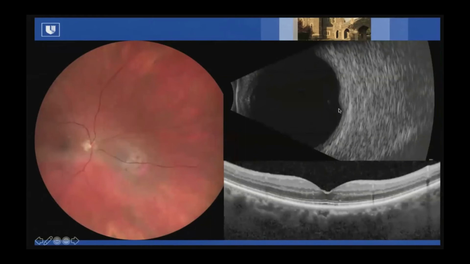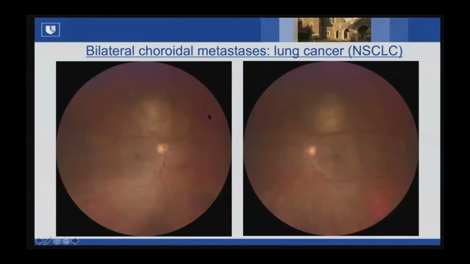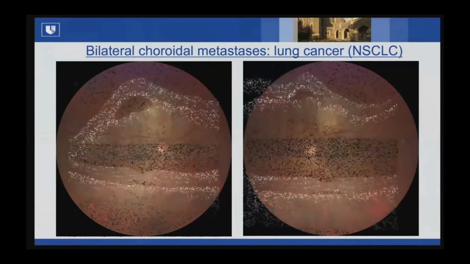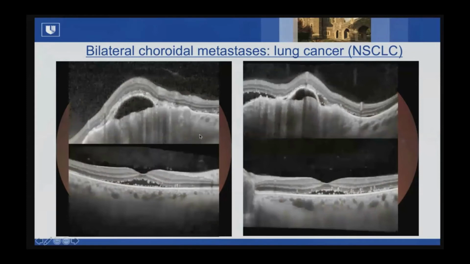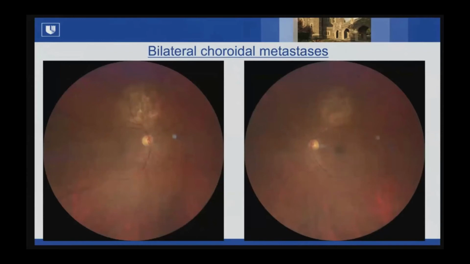This patient had bilateral choroidal amelanotic lesions with a history of non-small cell lung cancer, with very symmetrical lesions superior to the optic nerve with subretinal fluid. The right eye was treated with photodynamic therapy, and the patient at the same time received systemic treatment. These were the OCTs before the treatment, and these are the images after the treatment.